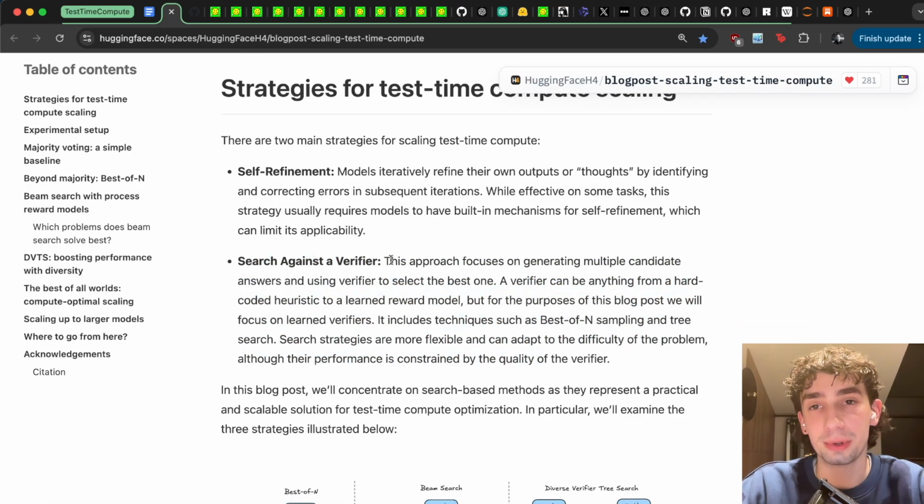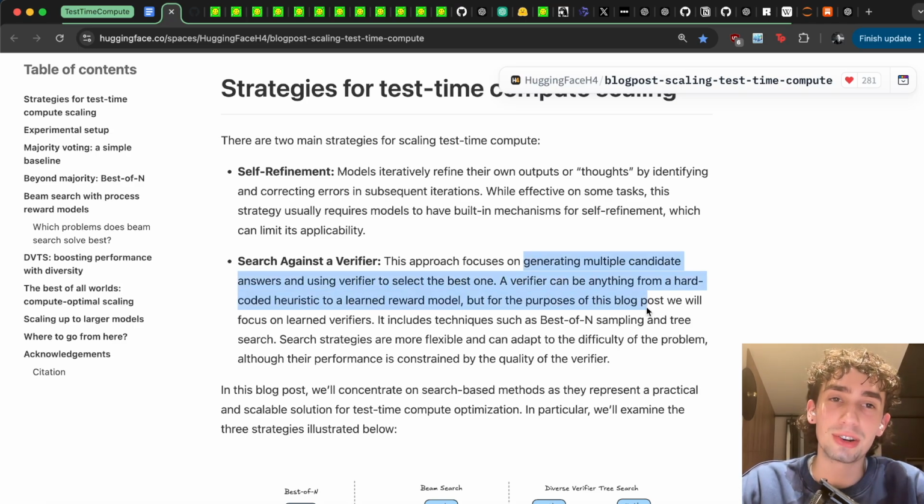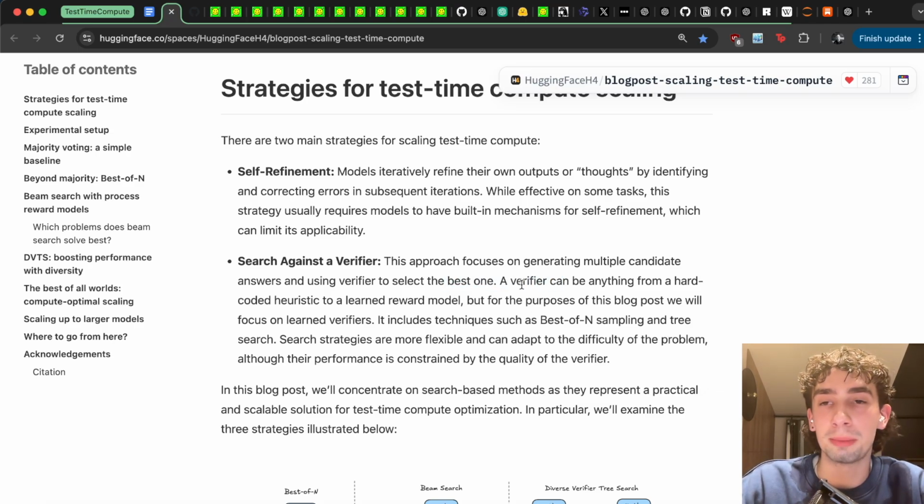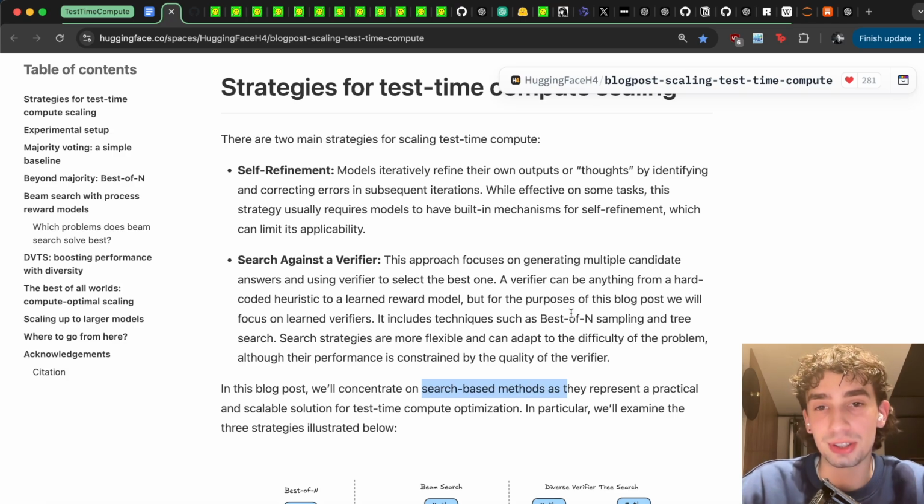Search against a verifier, which they also mention here, relies on generating multiple candidate answers and then using a separate verifier to select the best one. This is going to take the form of some search method, whether that be best of n or tree search. Now we'll break down three different methods in the implementations of these search-based inference time, test time, scaling methods. And the thing that I like about this is that these can be applied to pretty much any model out there. So you don't need any sort of large, fancy fine-tuning or reinforcement learning pipelines that are heavily complicated.